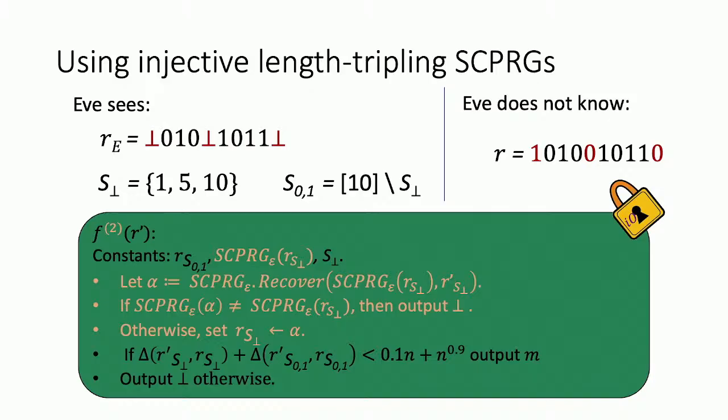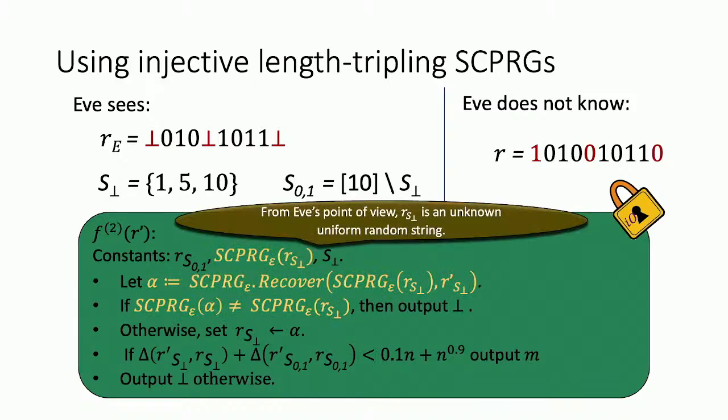So that's exactly what we're going to do. We run the recover function on this SC-PRG with the input corresponding to these S sub bot positions. Then we use the injectivity of this SC-PRG to check that we have the correct value. If not, output bot. Otherwise, just compute the same functionality as before. So by the correctness of the SC-PRG recovery, this is functionally equivalent, and we use the I/O indistinguishability to argue that this viewpoint is indistinguishable.